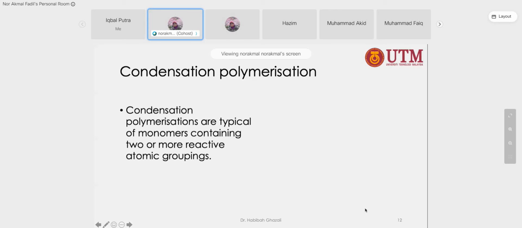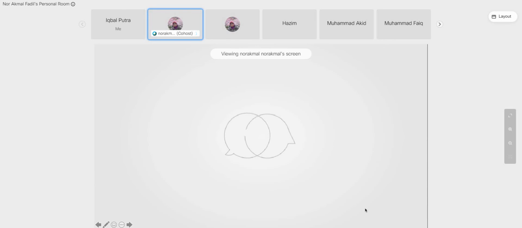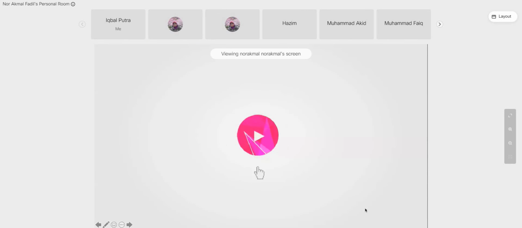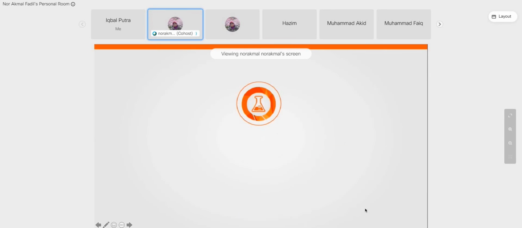So the second process is condensation polymerization. For this method, there are typically monomers containing 2 or more reactive atomic groupings. In this process, byproducts such as water and ethanol will be released. Okay, this is the mechanism involved in this condensation polymerization.